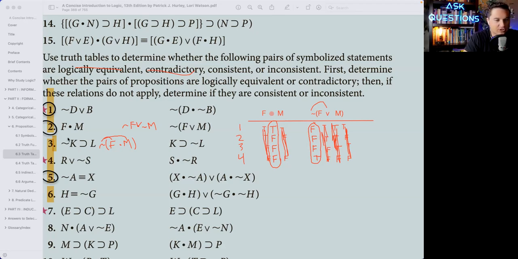Okay, so for number 2, they are not equivalent nor contradictory, and they are not consistent. They are inconsistent. So by the way, if 2 statements are consistent, then of course they're not inconsistent. And if they are not consistent, then they're inconsistent. So that hopefully should be clear.